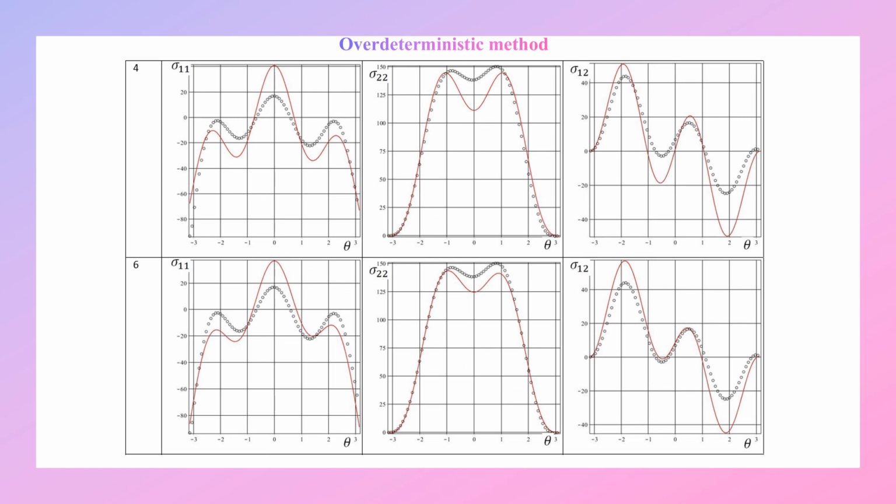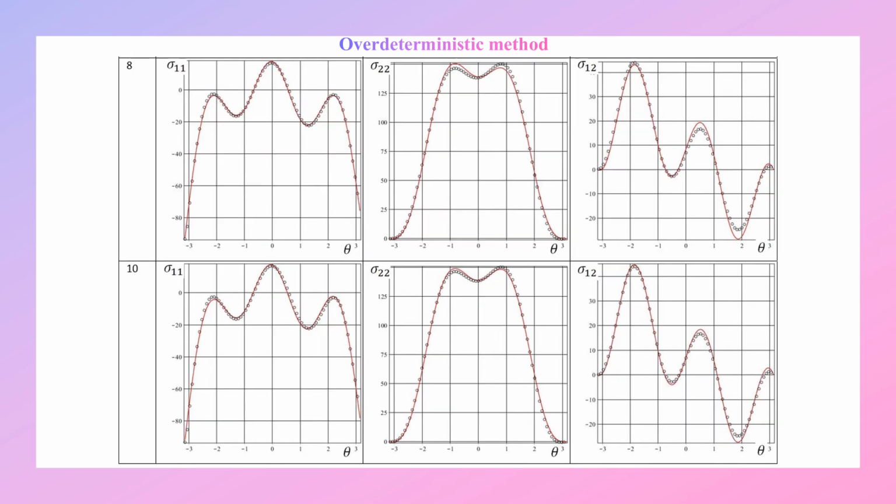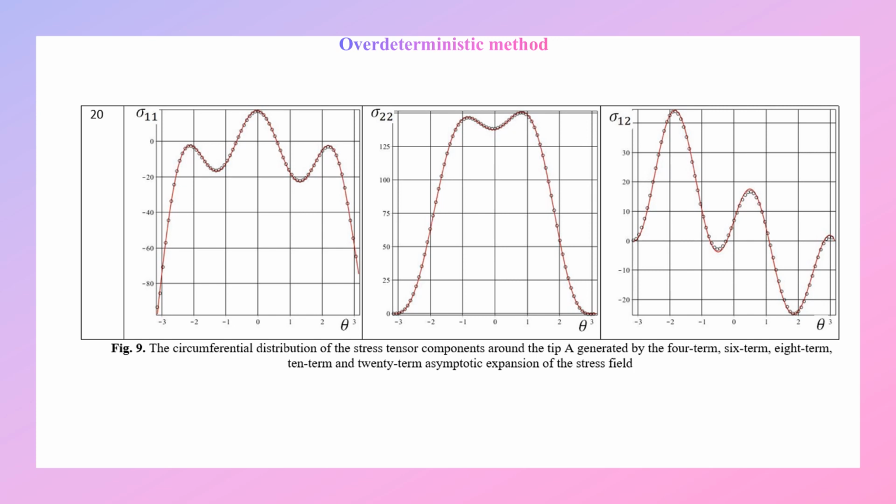The influence of the higher order terms is underlined here. Points show the finite element solution, whereas red lines show the asymptotic solution constructed by the fitted coefficients, and you can see that only the 20-term asymptotic solution results in the correct solution.